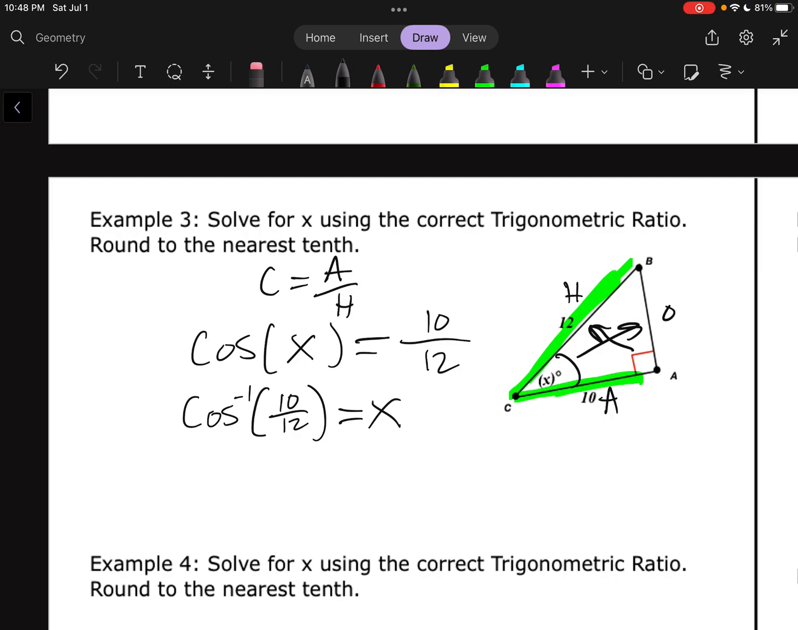And that's what I'm going to type in here. Pull up my calculator, type in inverse cosine of 10 over 12. Putting in the ratio to get out the angle using the inverse function. And I am getting 33.6 if I round to the nearest tenth.